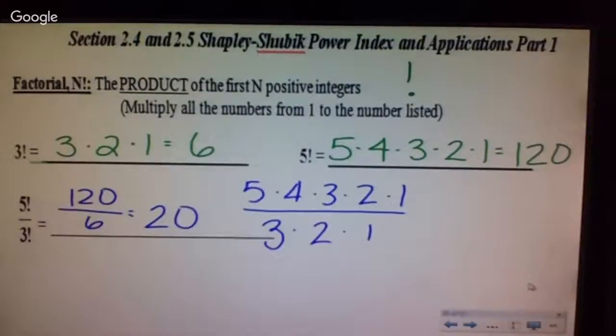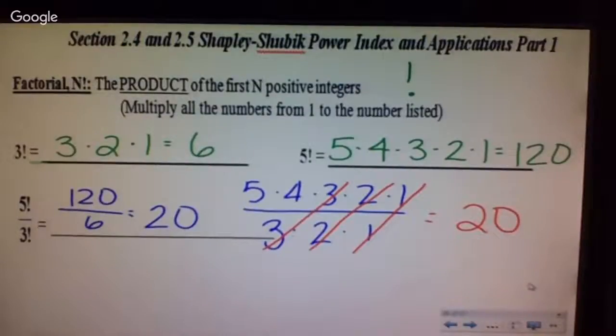When you divide, if you have the same thing in the top and the same thing in the bottom when you're multiplying, you can cancel them out. So, the 3 on top and 3 on the bottom, bye-bye. The 2s, bye-bye. The 1s, bye-bye. And all you're left with is 5 times 4, which gives you 20. That's pretty easy. So, either way works.